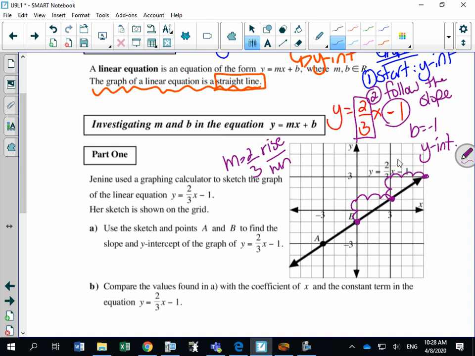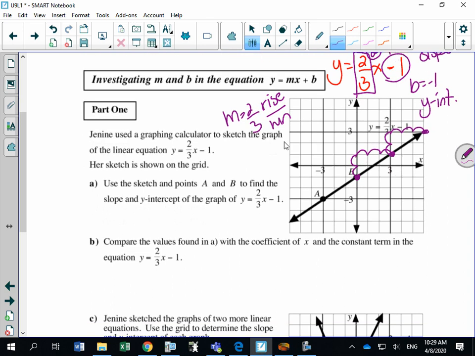Now, to go in the opposite direction, say to yourself, what's the opposite of rising 2? The opposite of rising 2 is falling 2. And instead of running to the right 3, we run to the left 3. Fall 2 and run to the left 3. Okay, and then you would connect your dots and you would have your linear equation.